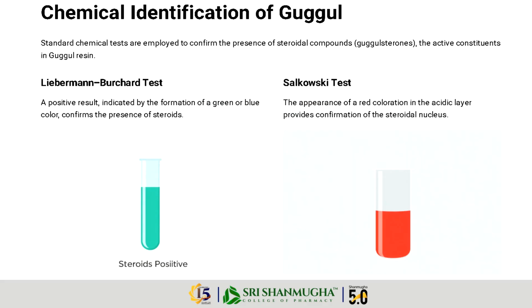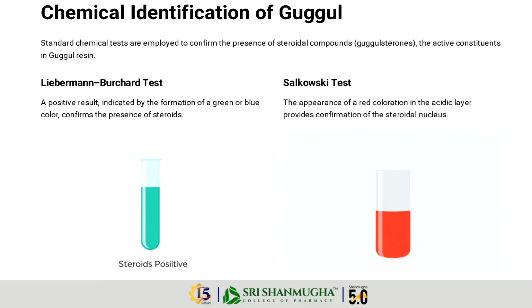Chemical identification test for Guggul. So it is an important oleo-gum resin we discussed in part 1. The active constituents are steroidal compounds known as guggulsterones. To confirm their presence, we perform specific color tests.